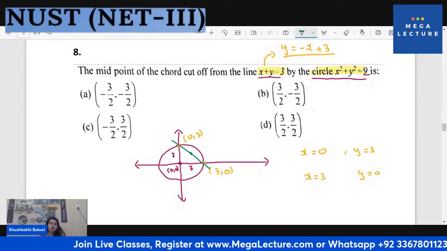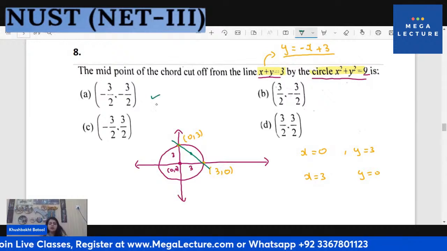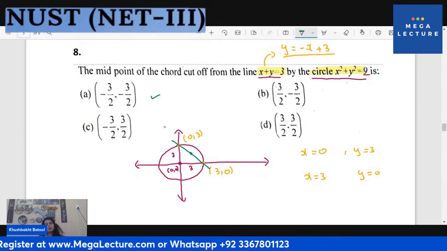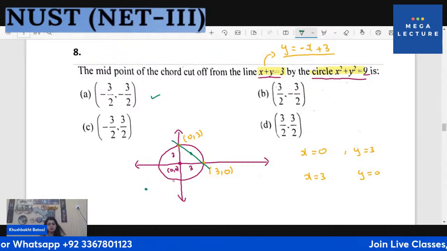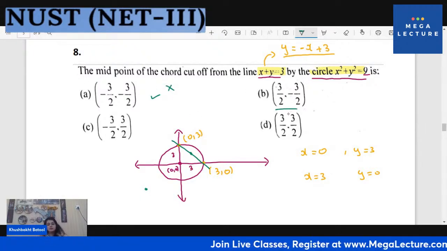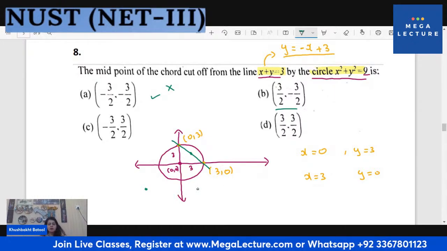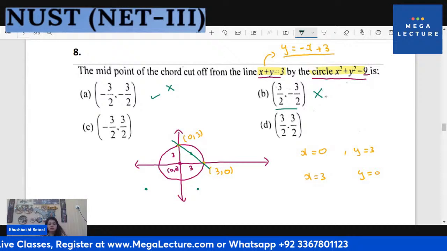Now just look at all the options. Can A be the answer? A says minus 3 by 2 and minus 3 by 2. That is something lying in the third quadrant. We are in the first quadrant. It cannot be the answer. X is 3 by 2 and y is minus 3 by 2. This is something in the fourth quadrant. It is not the answer.